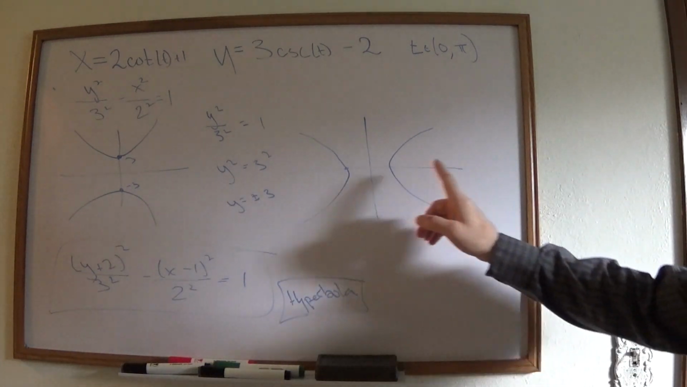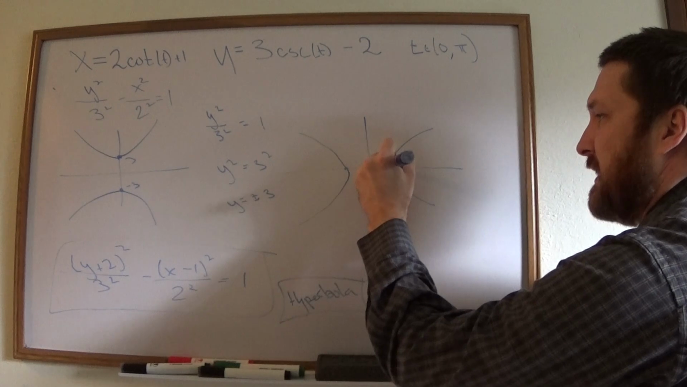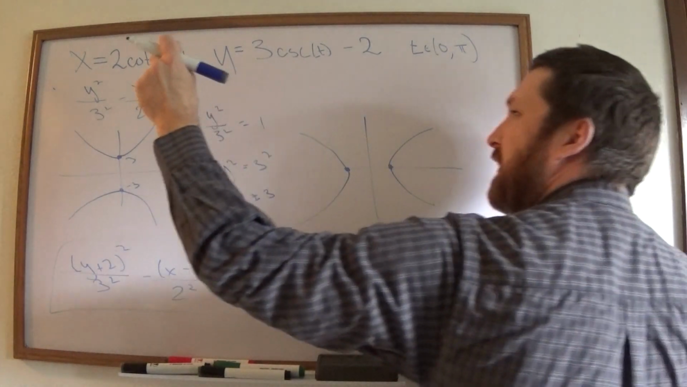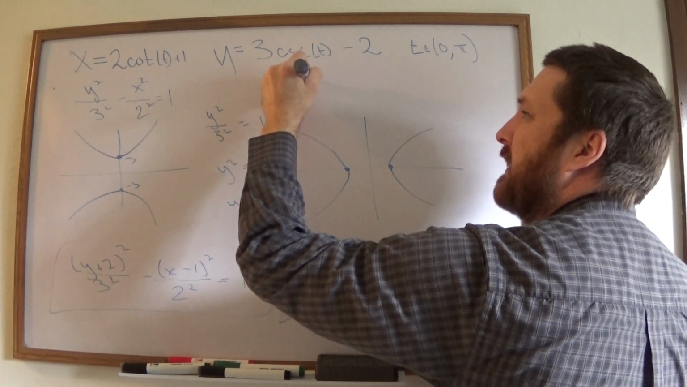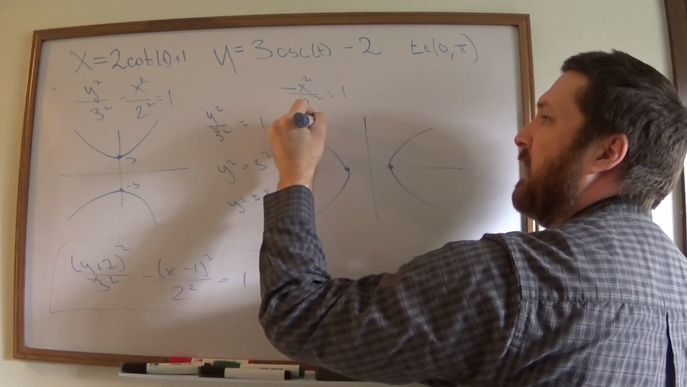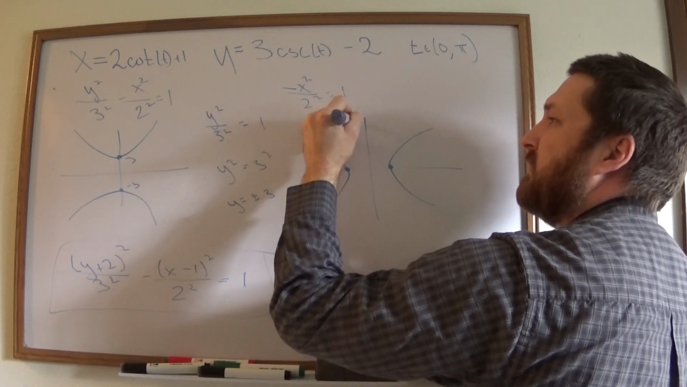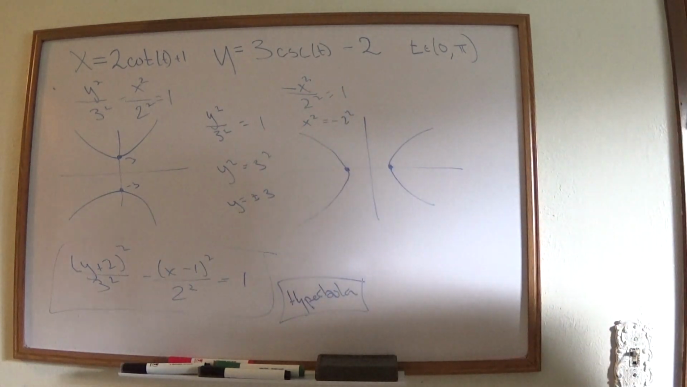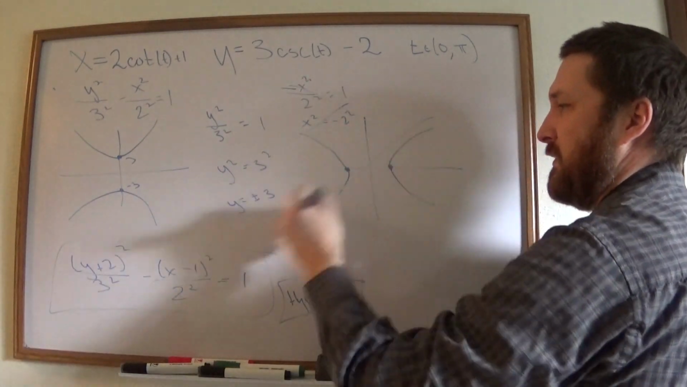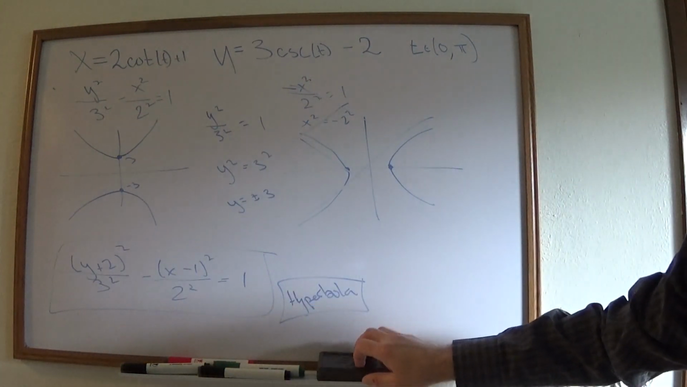But you'd say, okay, well then where does it cross an axis? I guess it crosses the x-axis whenever y is equal to 0. So I plug in y equals 0, and I get negative x squared over 2 equals 1, so x squared equals negative 2. You take a square root and you find, oh no, that doesn't work. So it can't be this one. And so now we're back to here.